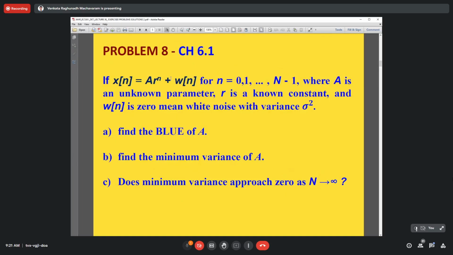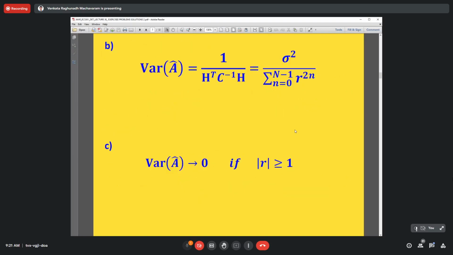That means if n tends to infinity, a power n will also tend to infinity. That means variance tends to 0.